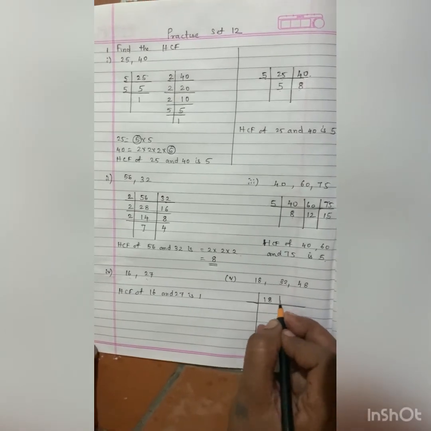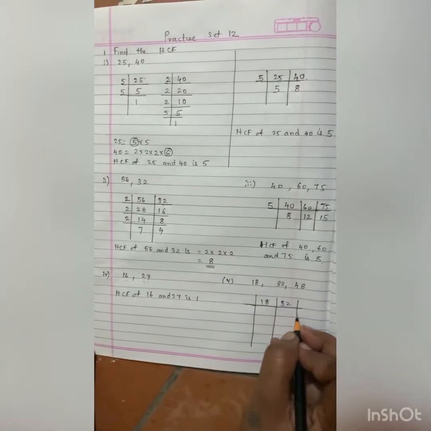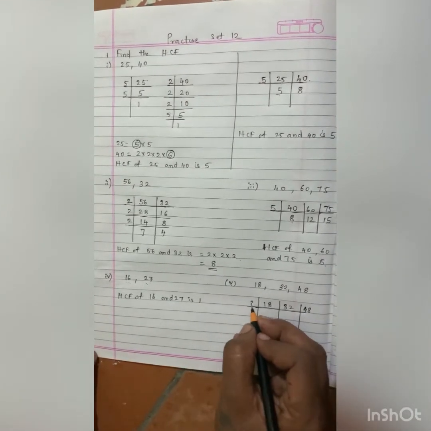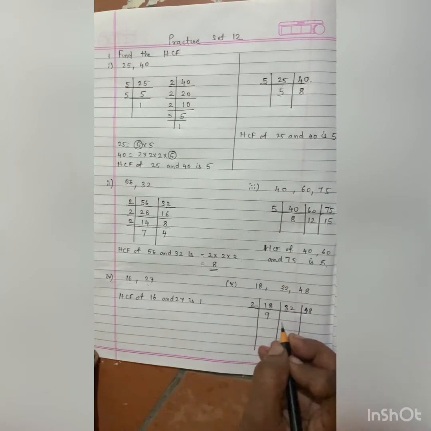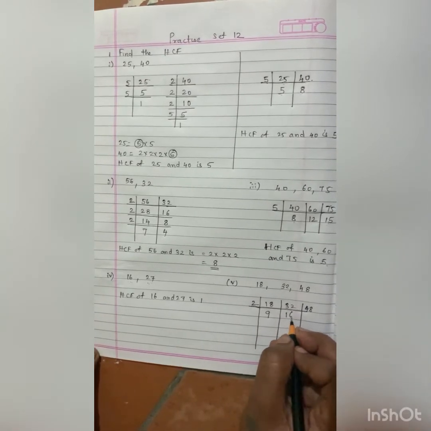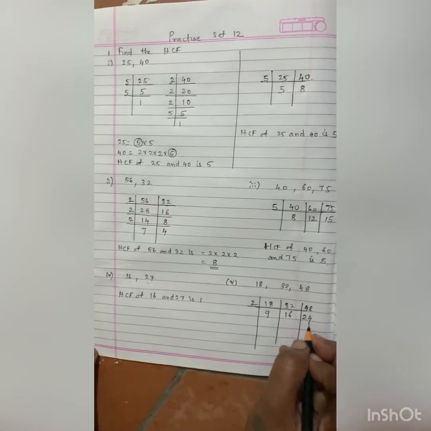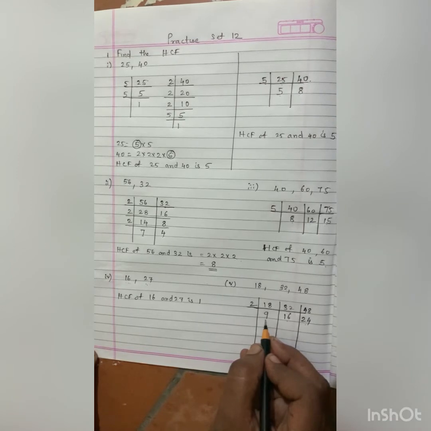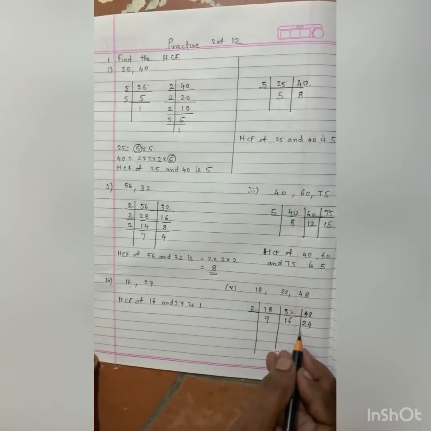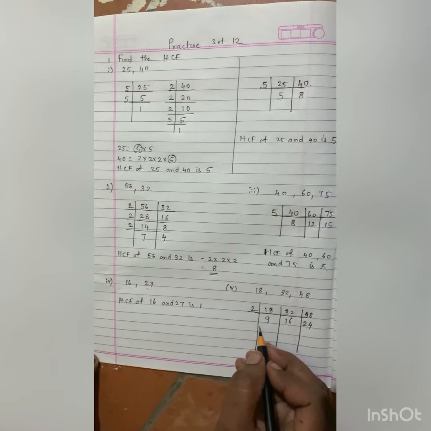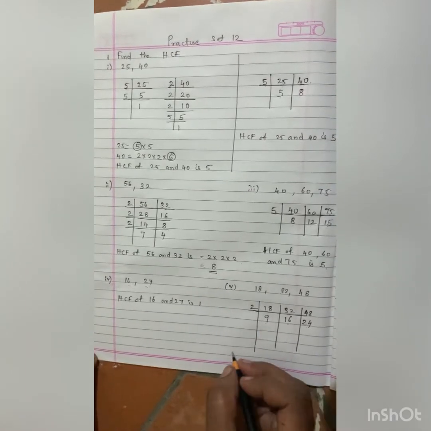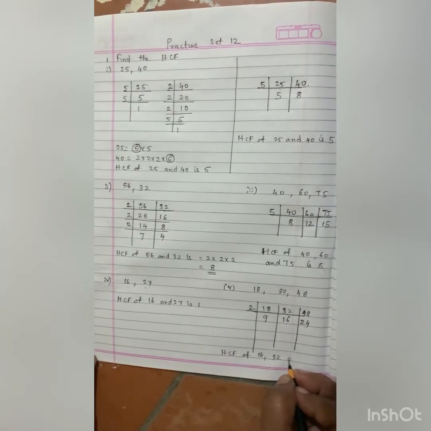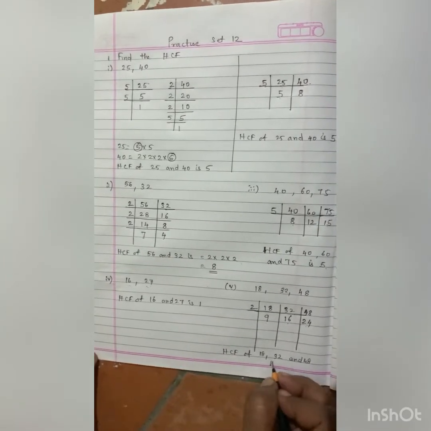If you see, 18 is an even number, 32 is an even number and 48 is also an even number. So we can divide these numbers by 2. 2 9s are 18, 2 16s are 32, 2 24s are 48. Now, this is an even number, this is an even number, but this is an odd number. So we cannot divide all three numbers by 2. So we can leave the sum here. So the HCF of 18, 32 and 48 is 2.